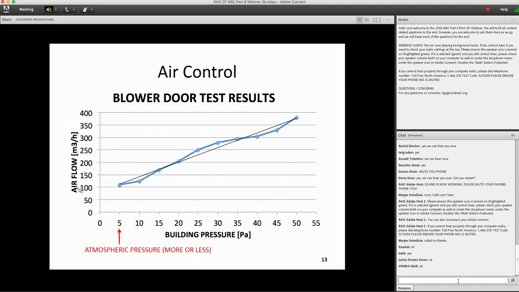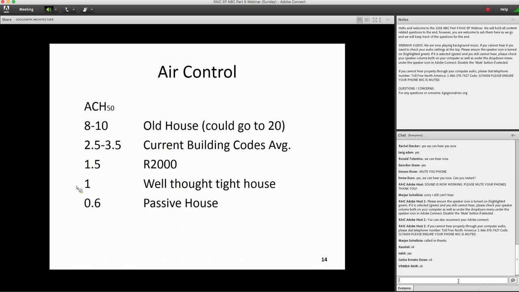Just to let you know, as information, the atmospheric pressure usually is at 5 pascals. And this is ACH, air changes per hour. 50 is at 50 pascals. So the number that you see in old houses will get in between 8 to 10. Current building codes average in between 2.5 to 3.5, and we get up to very stringent standards like passive house, where you have to reach 0.6 air changes per hour.